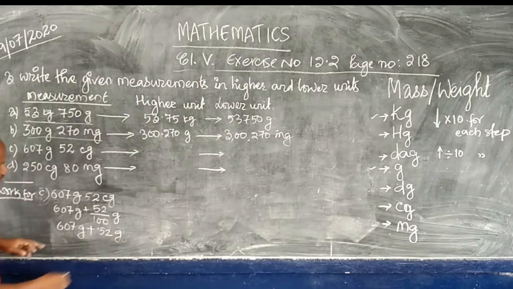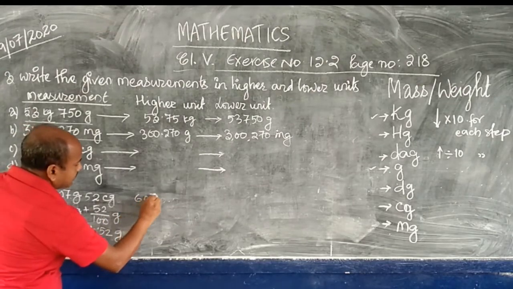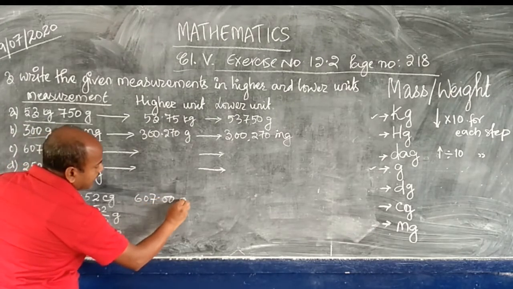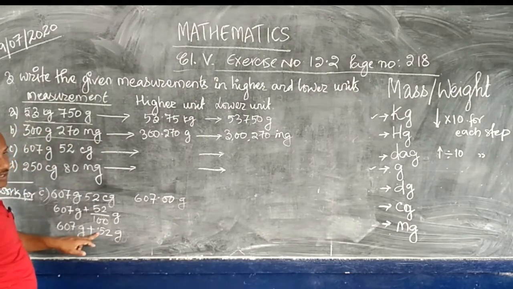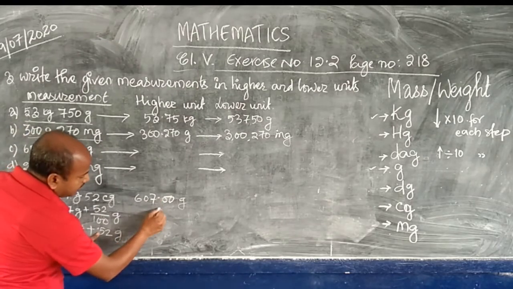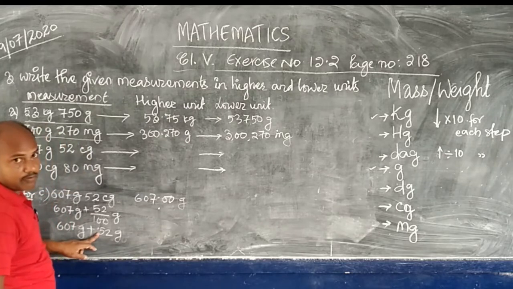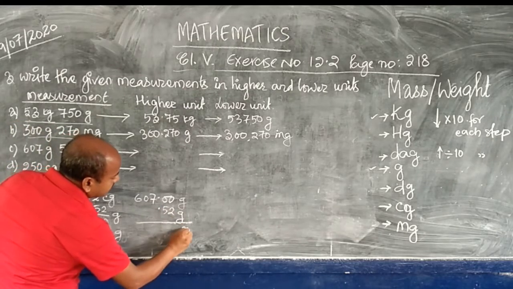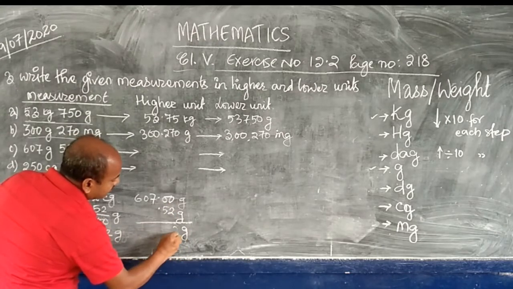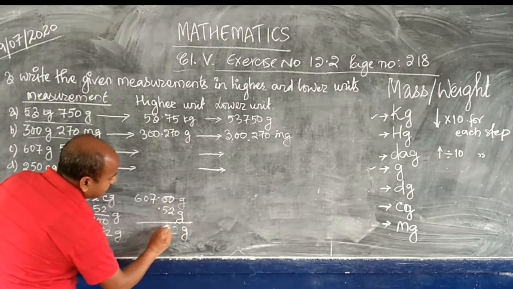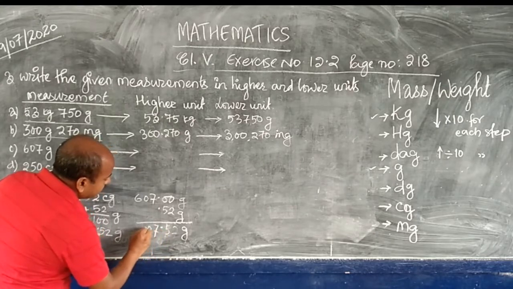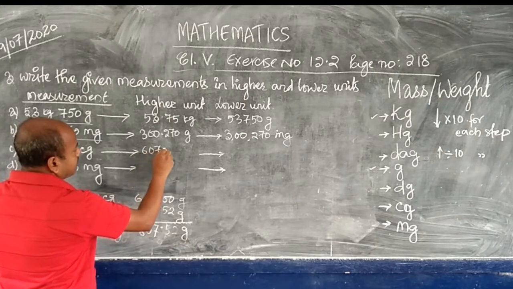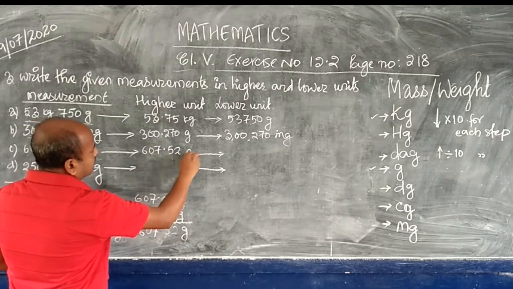0.52 gram. So add this to 607 gram. 607 means 607.00 gram, and now add 0.52. The point should be vertically below. 0 plus 2 is 2, 0 plus 5 is 5, and 7, 0, 6. So it is 607.52 gram.